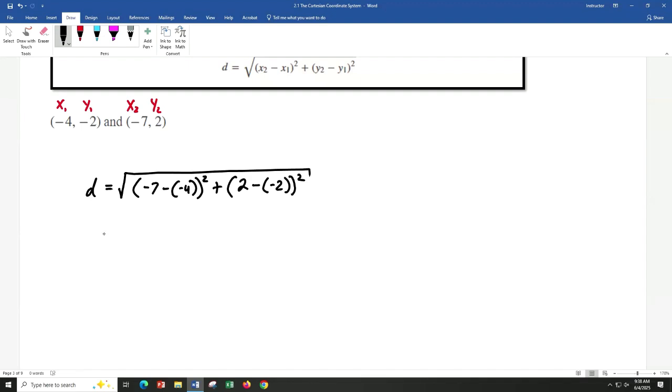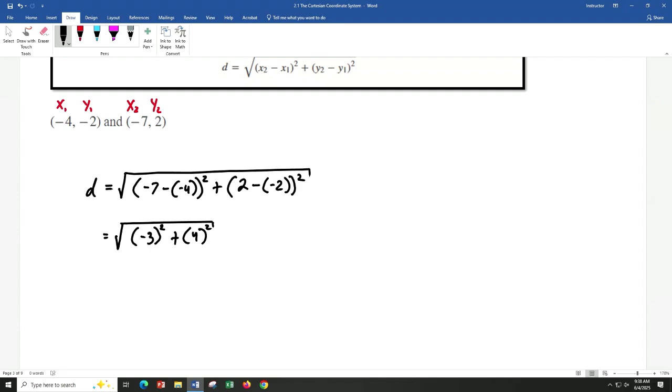So let's clean this up. Let's keep going with this. Negative 7 turns into negative 7 plus 4, right? Because that negative and negative make a positive, so negative 7 plus 4 gives me what? Negative 3. Negative 3, exactly. So I'm going to have right here, negative 3 squared. Don't forget that square on the outside. Matter of fact, you need to put it in your calculator the exact same way. Negative 2 plus 2 turns into 2 plus 2, which is just going to give me what? 4. 4 squared.